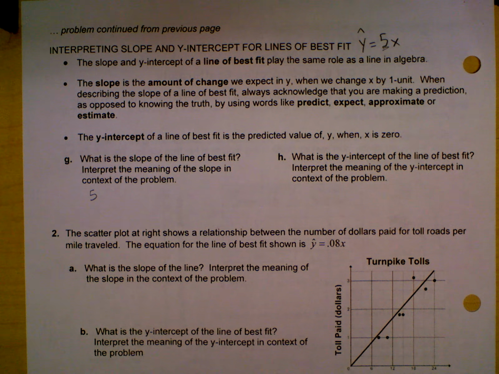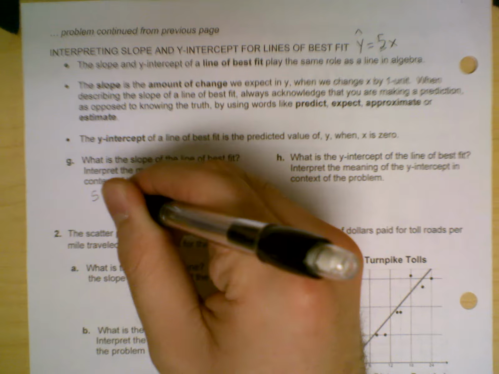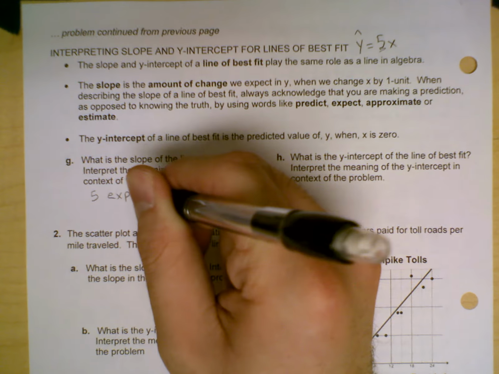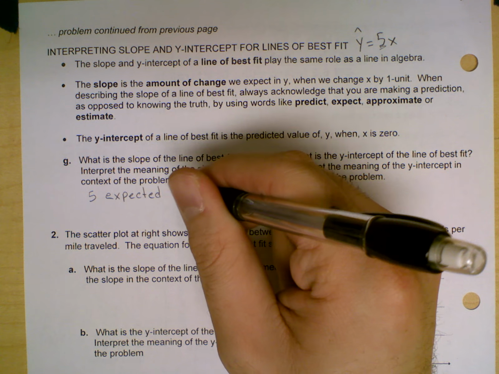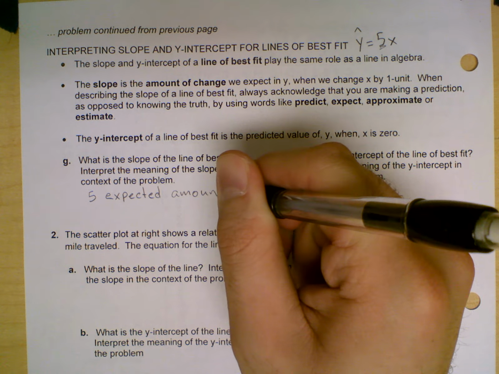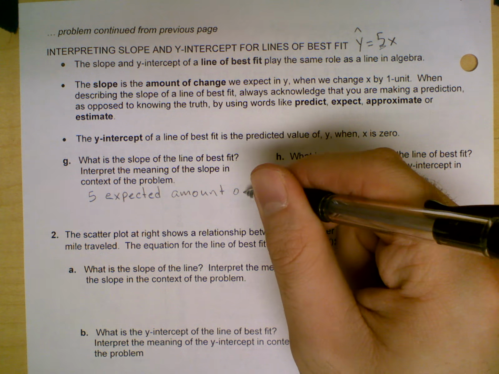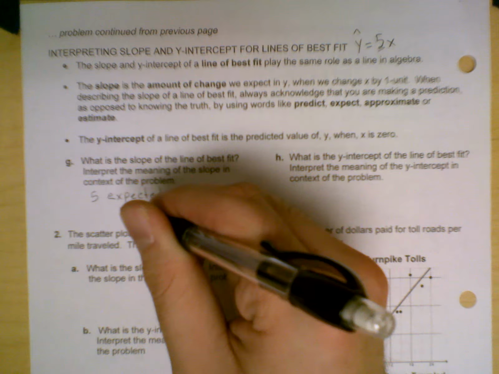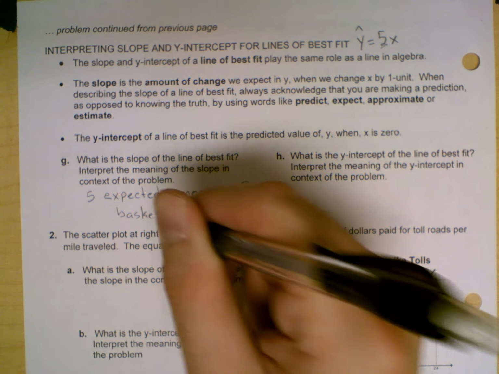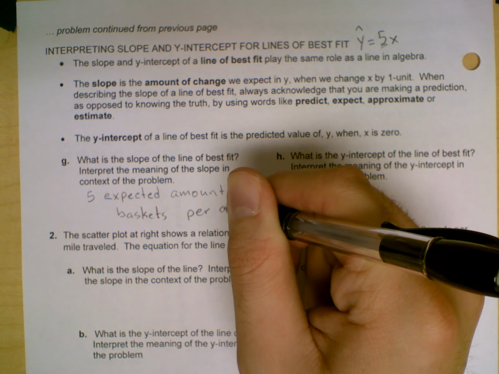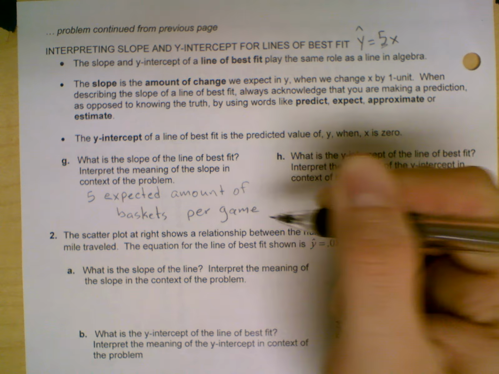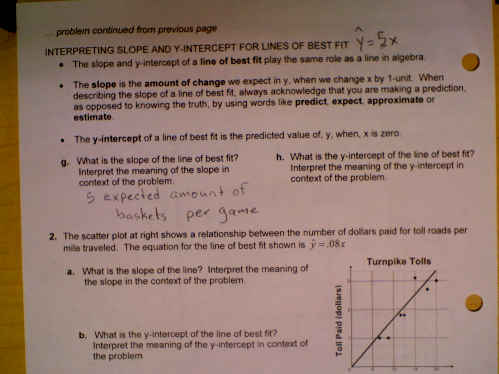And then interpret the meaning of the slope in the context of the problem. So that 5 would be the expected amount. So we'll use our word from there: expected amount of baskets per game. And notice in the earlier problems on the front side, when we calculated the average change, we did get 5. So that answer matches up.